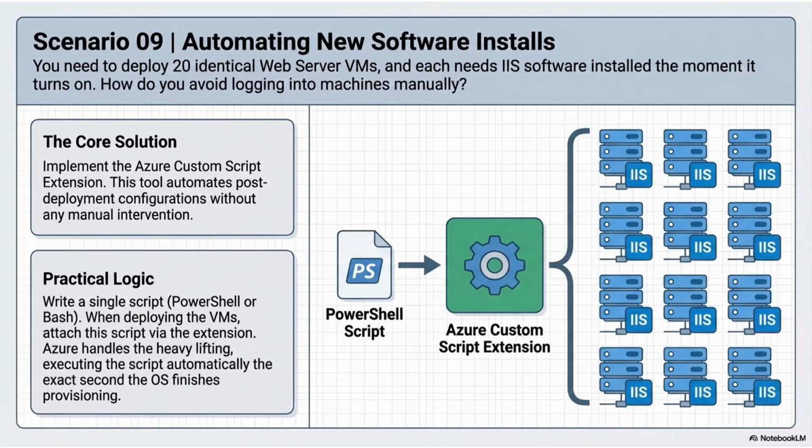These tools allow you to upload a setup script, like a PowerShell script for Windows or a Bash script for Linux, and instruct Azure to automatically run that script inside the virtual machine the very second the operating system finishes provisioning. Instead of spending hours clicking through the installation menus on 20 different desktops, you write the install command once when you launch the virtual machine via the Azure portal or command line. You attach the script and Azure handles the heavy lifting in the background, delivering 20 ready-to-use web servers.